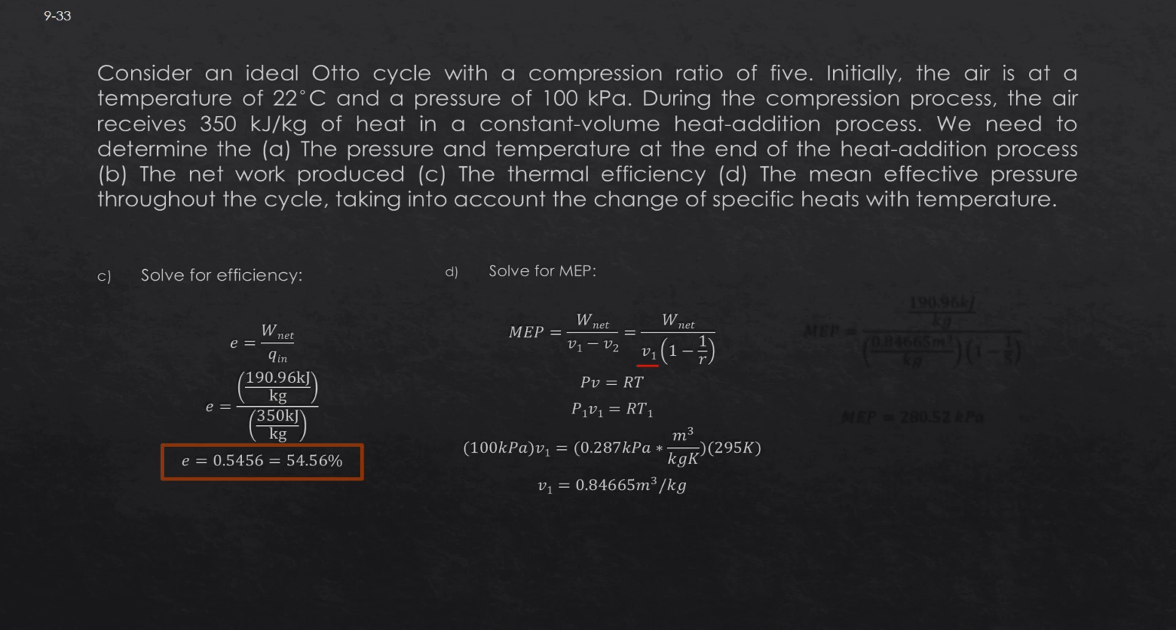Now that we have the value of V sub 1, we just plug it into our equation. We get MEP equals our net work, which is 190.96, over V sub 1, 0.84665 cubic meter per kilogram, times 1 minus 1 over our compression ratio, which is 5. We get MEP equals 280.52 kilopascals, and this will be our answer in problem D.